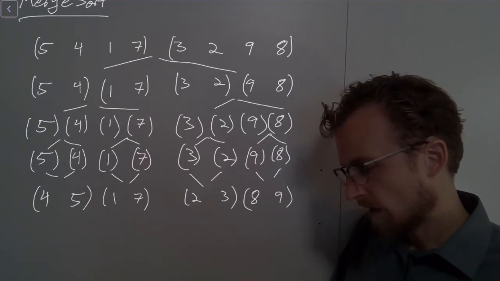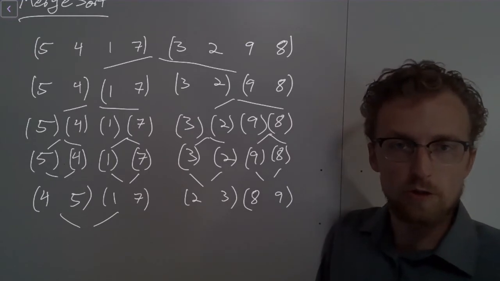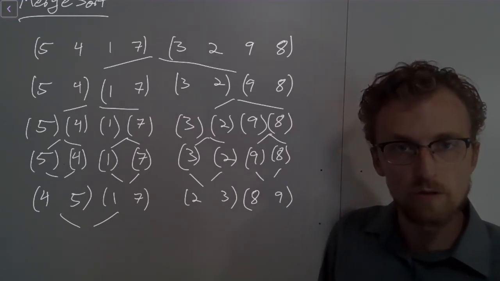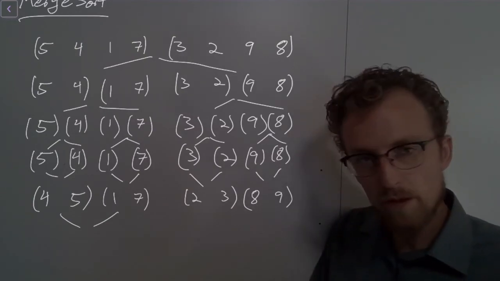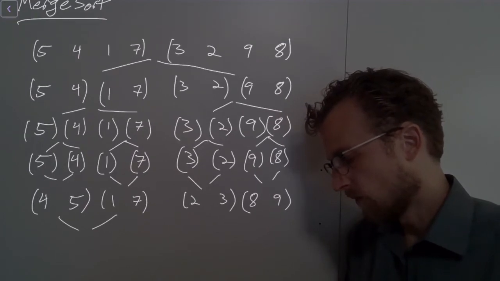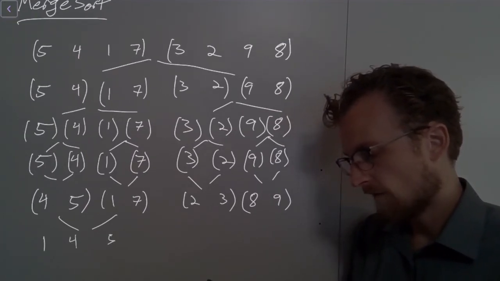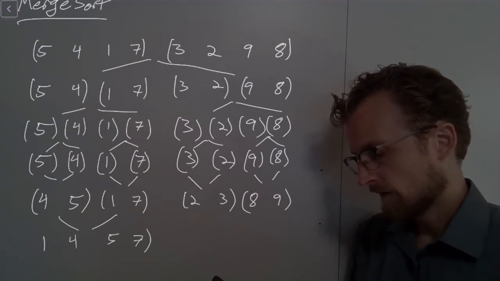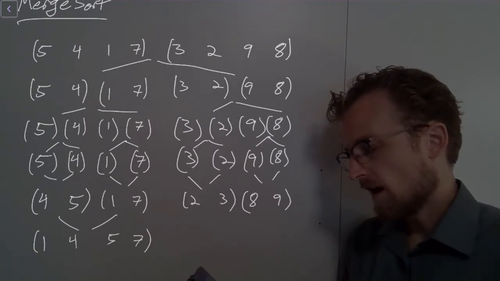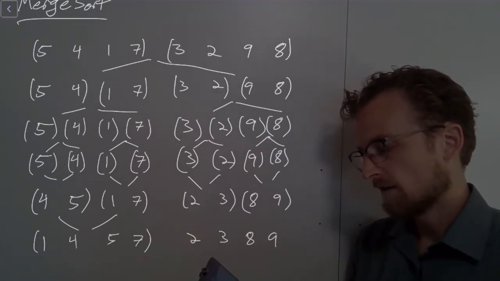So what happens when we merge these two? Well, those are two sorted arrays. Right? So each of those two-element arrays is sorted. So if we merge them together, we should merge them into a sorted array. So we'll take the 1 will be first, and then the 4, and then the 5, and then the 7. Okay, so we've just merged sorted arrays into a sorted array. These are already sorted as it happens, so 2, 3, 8, 9.